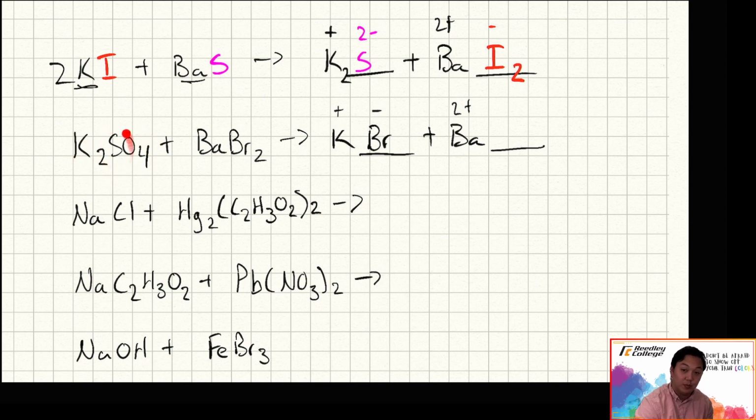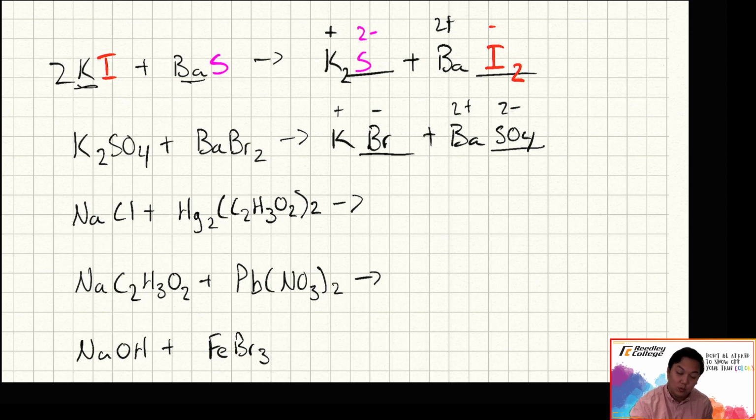And then we're going to take our sulfate. So sulfate here is with potassium, and we're going to take it and move it over with barium on the right side. And sulfate has a 2 minus charge. Now when we take a look at these, again, we need to make sure that our charges are balanced. And we always are going to have a positive charge with a negative charge.